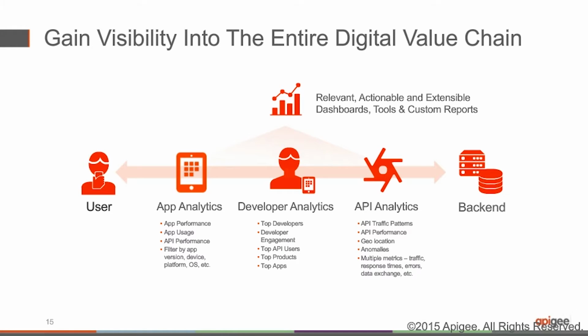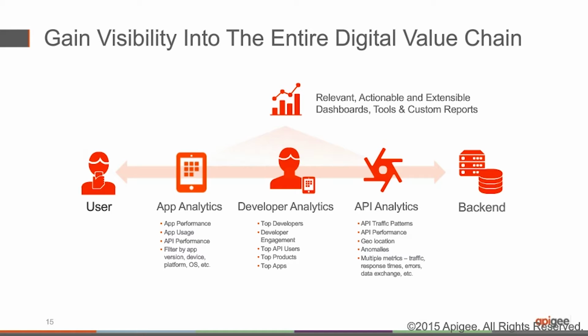Yep, exactly. All right, so why don't we take a look at some of the kinds of information that we are able to present. For those of you tracking our agenda, we're getting into the technology side of it. So coming back to this digital value chain, at each of the layers, at the app layer, at the developer tier, as well as the API tier, there are different types of information that you care about. If we start off with the API analytics, you care about traffic patterns, performance, the location from which those APIs are being called, any anomalies.